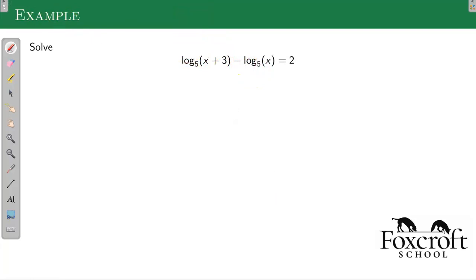All right, another one, very similar, except there's a minus sign. The only thing that changes is that instead of multiplying these two insides, I divide the two insides. I don't have a log over here to cancel out the log, so my only other option is to do the exponential trick. 5 squared equals x plus 3 over x. 5 squared is 25.